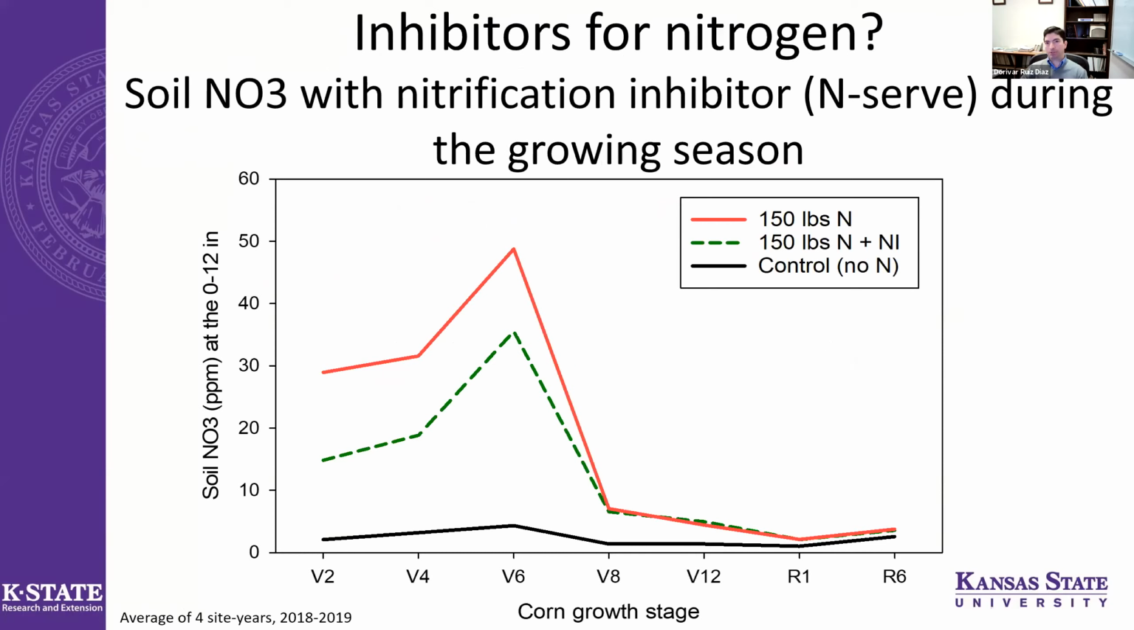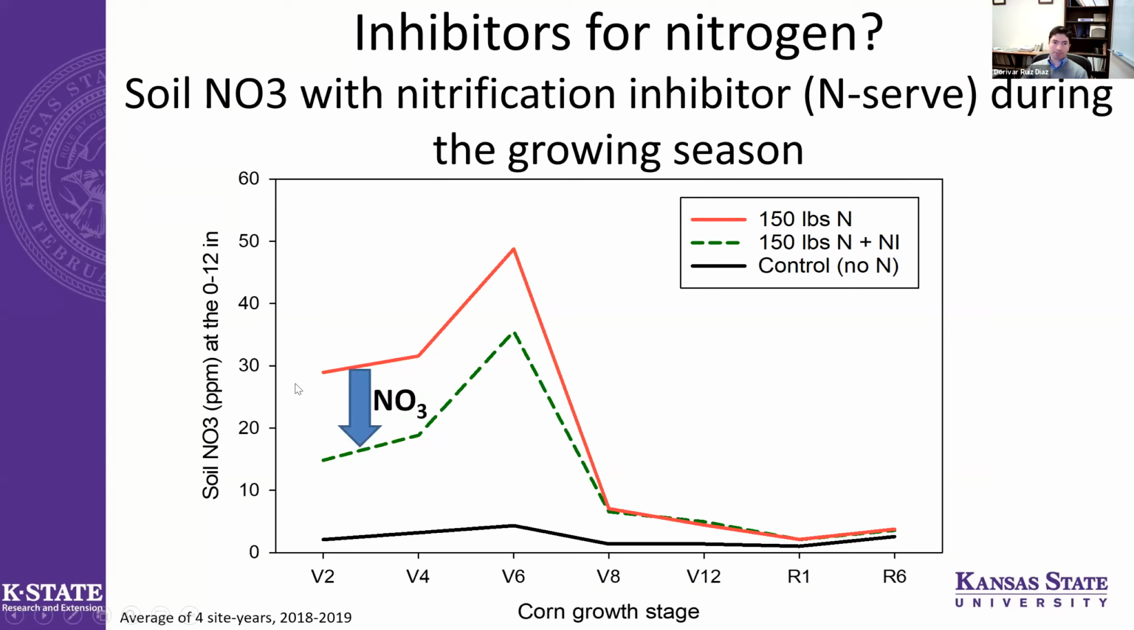Okay, so switching to the next question: what about inhibitors for nitrogen? Specifically, thinking about Western Kansas and our soils and environment there. One thing I wanted to show is data from the last 4 years near Manhattan, looking at N-Serve nitrification inhibitor with anhydrous. This is 150 pounds of nitrogen with anhydrous, with and without nitrification inhibitors.